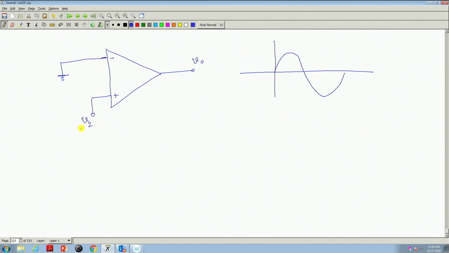That is the V2 signal. What is V1? V1 is equal to 0, because with respect to ground all the potentials will be measured. So, this is V2, this is, mind you, time. Then what would I expect at the output?